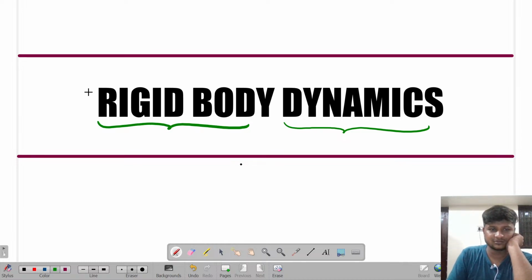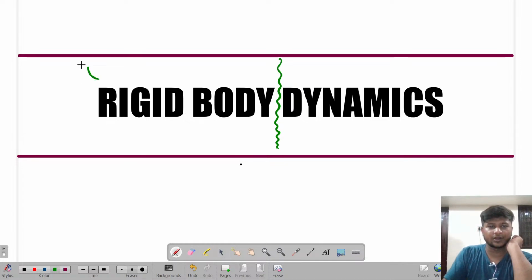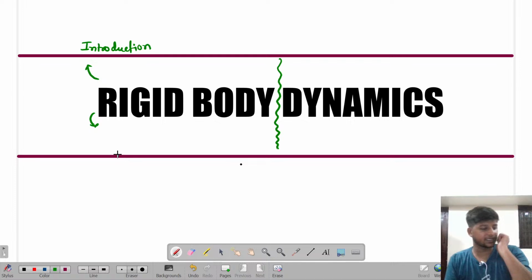What is a rigid body? You can divide this whole chapter into two parts: rigid body and its dynamics. Along with rigid body, first we will understand the meaning of rigid body, which we call the introduction. The second part is how this rigid body is considered and how to understand and consider it properly. Are you able to get me or not? And there one property comes, which we call moment of inertia.